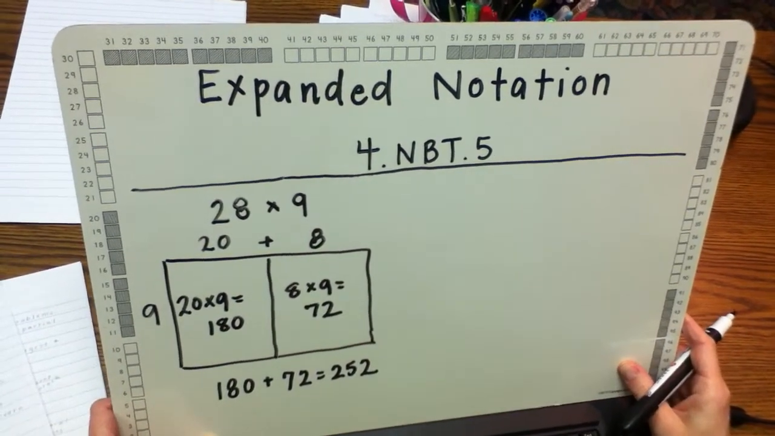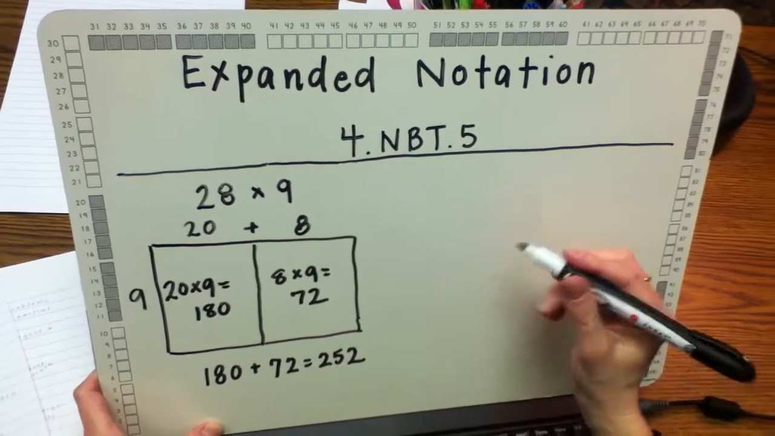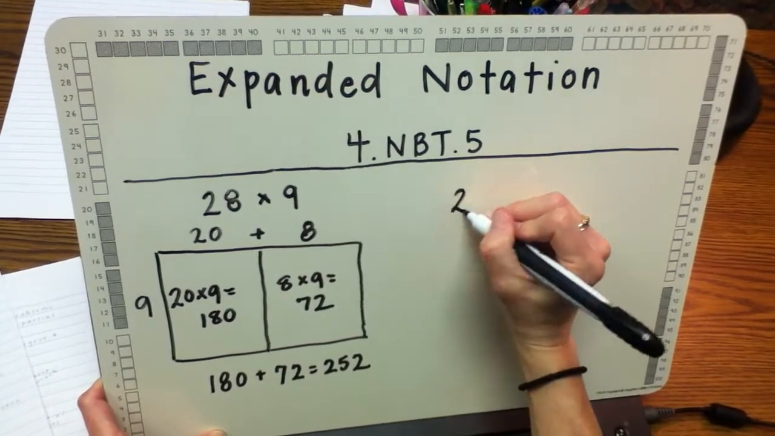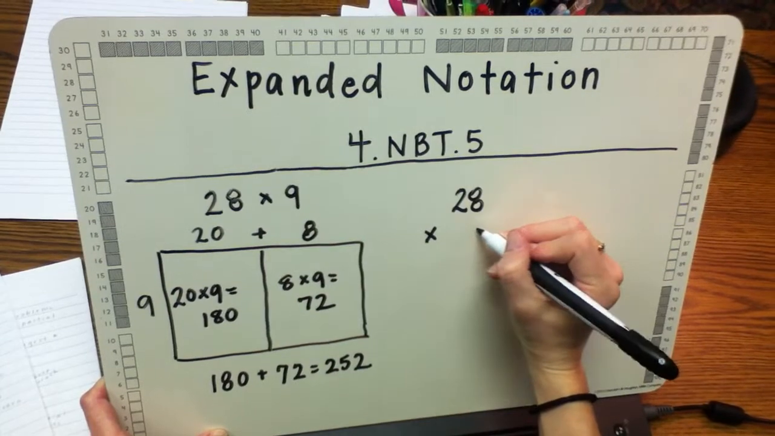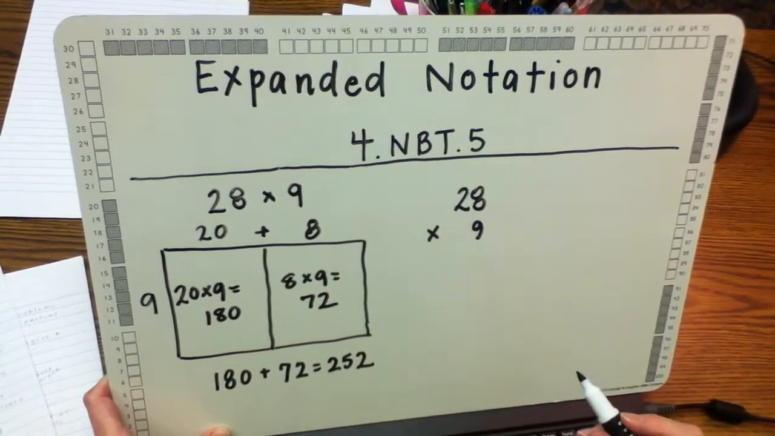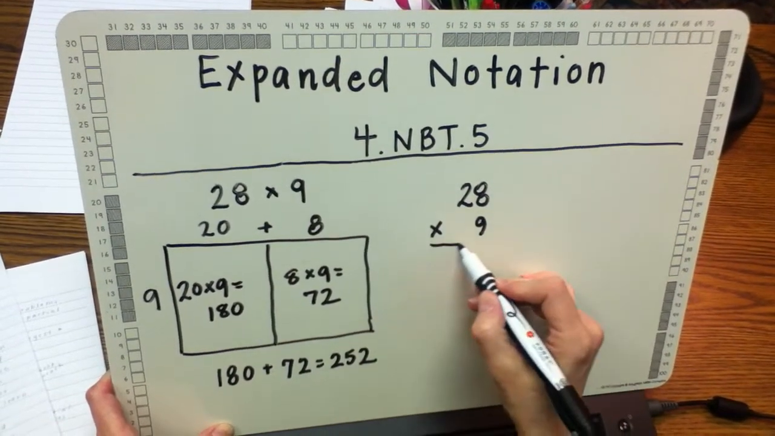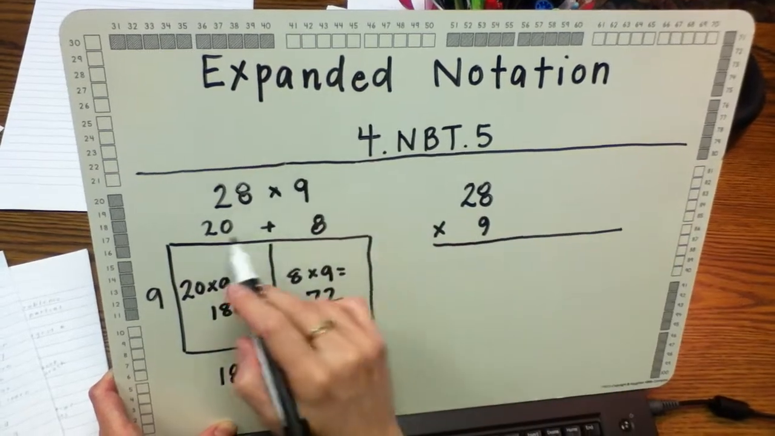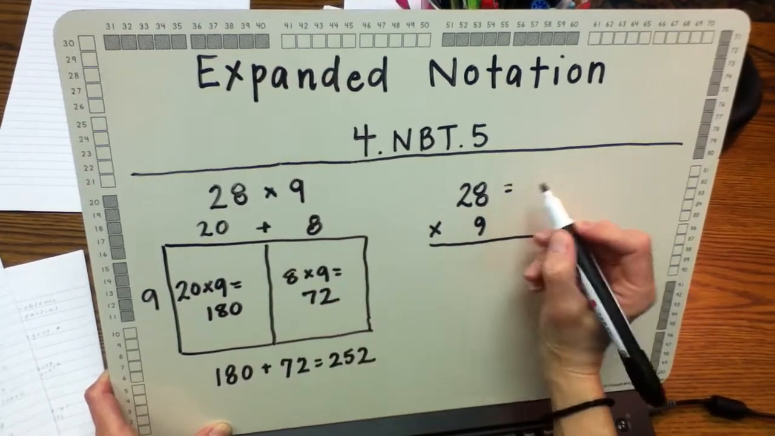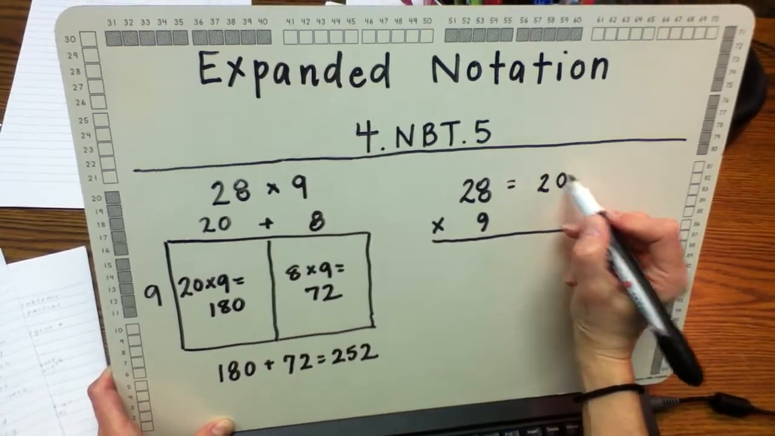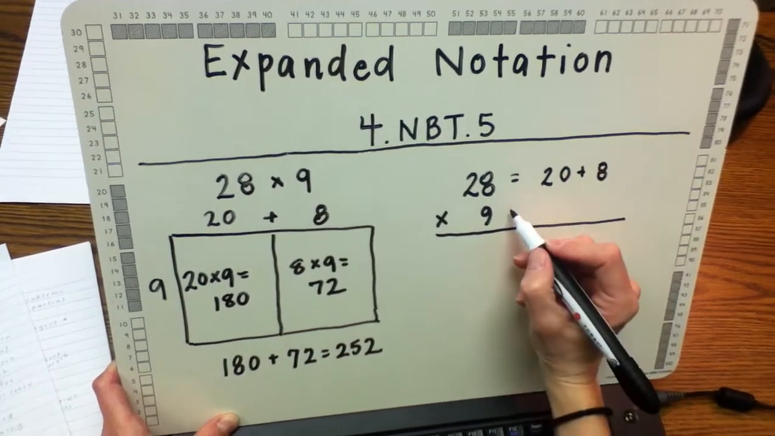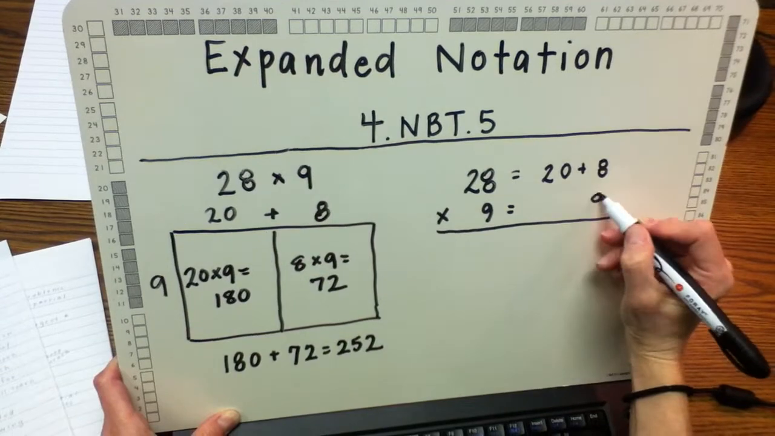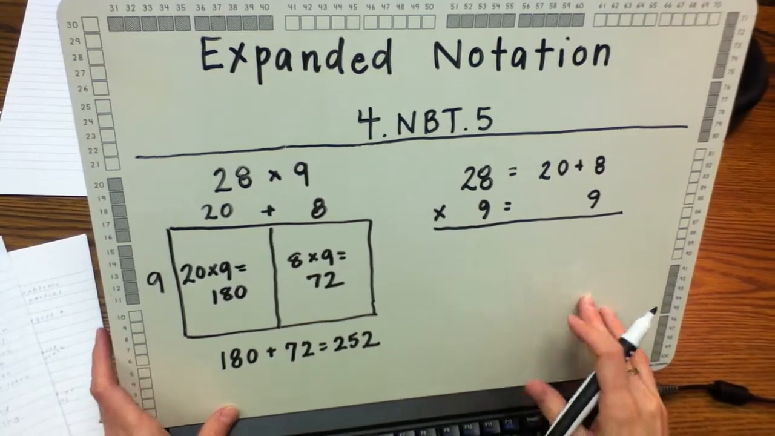In the expanded notation method, I'm going to write my problem vertically. So I start with 28 times 9. And then I'm going to expand my numbers just like I did in the area model. So in the area model where I wrote it here, I'm going to write that expanded notation beside the number. So 20 plus 8. And then 9 is already in its expanded form, so I leave it there.